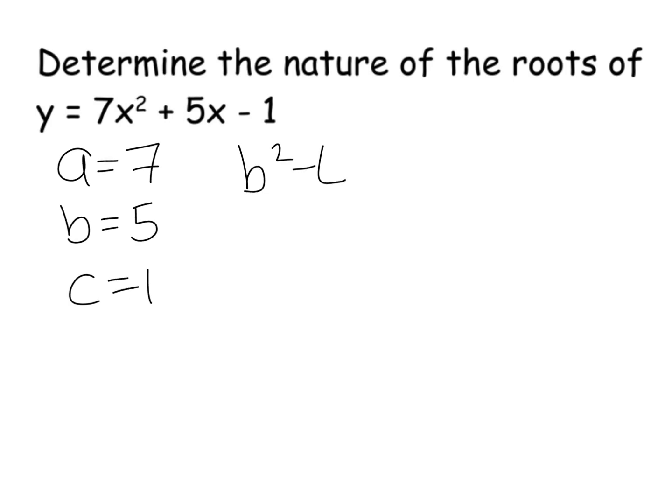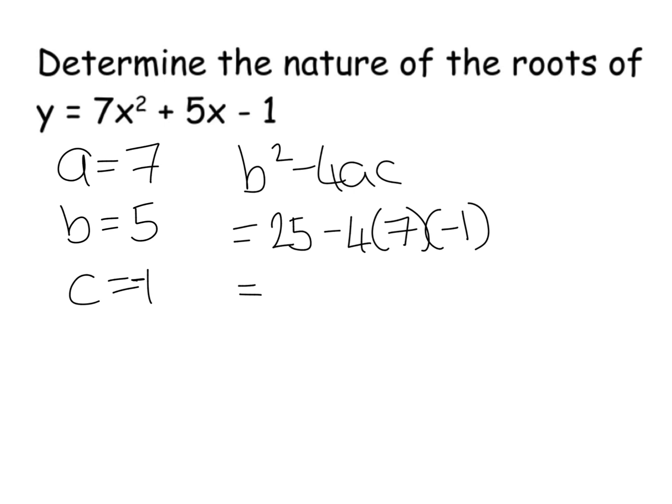B squared minus 4AC, you can already guess what this one's going to be, is 25 minus 4 times 7 times, oh, I missed out a wee minus 1. So this gives us 25. 4 times 7 times 1 is just 28. Double negative becomes a plus 28, which is 53.